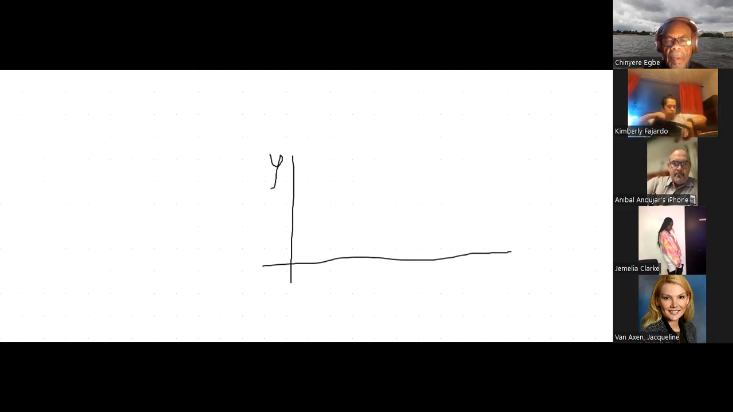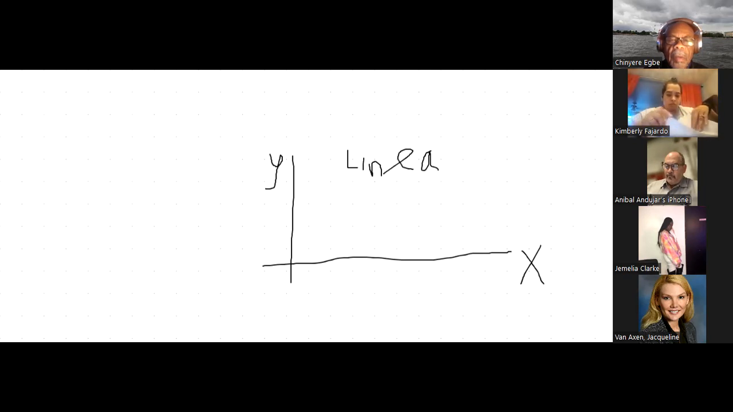So this is y, that is x. So now this is what we call a linear function. Now in a linear function, you have a straight line.